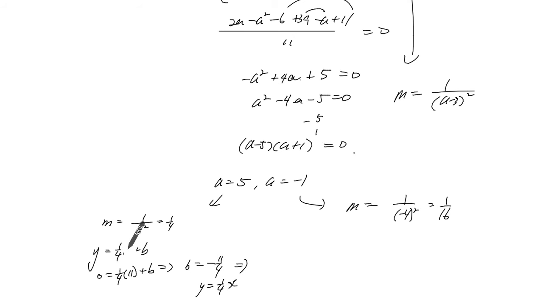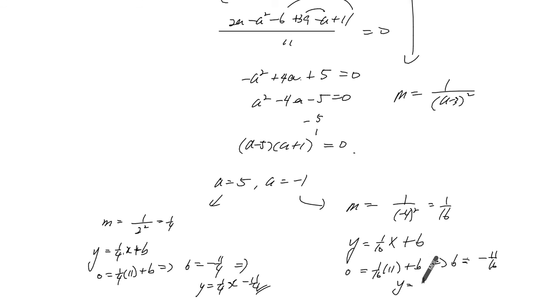I meant this to be x. Okay. Okay, there it is. That's the first equation. For the second one, x, and then it's plus b, and we plug in again. 11 and 0. So b is equal to negative 11 over 16. So the second tangent equation is this one.